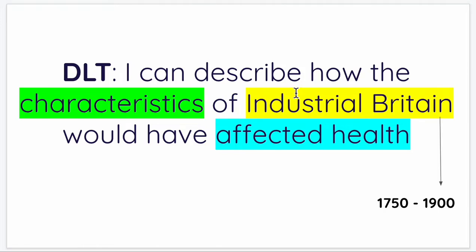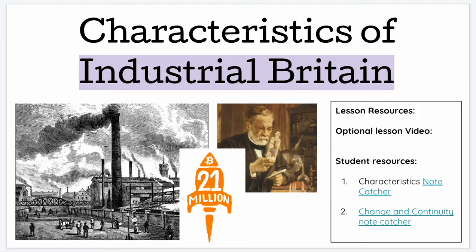I can describe how the characteristics of industrial Britain would have affected health. What we mean by characteristics is the beliefs and attitudes and what was happening at the time and how that effectively would have affected health. So let's look at the characteristics of industrial Britain then.